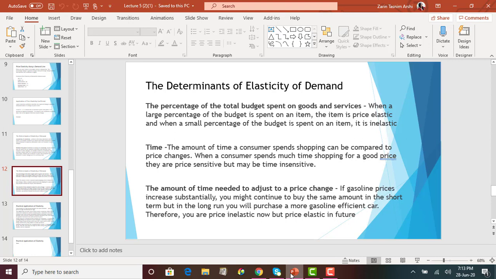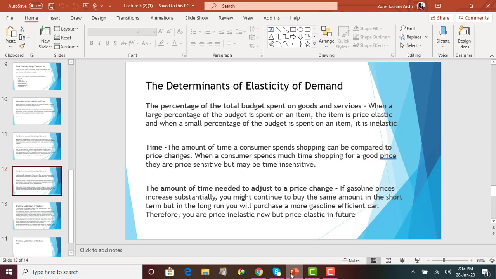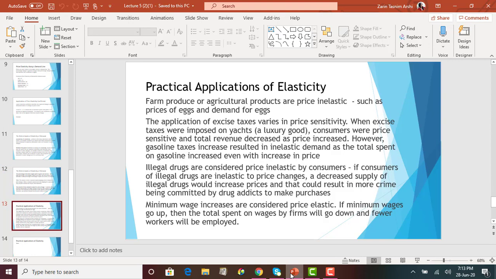So these are the 5 determinants of elasticity: availability of substitutes, then whether the good is a necessity or luxury, then the percentage of the total budget spent on goods and services, the time you spend on shopping for a particular good, and the amount of time needed to adjust to a price change. Okay, now this slide gives you some real life examples of price elasticity of demand.